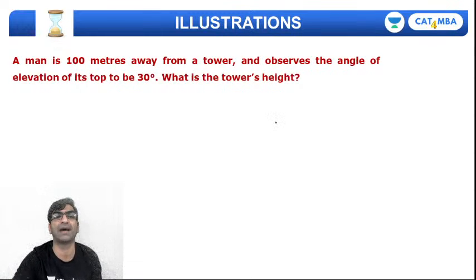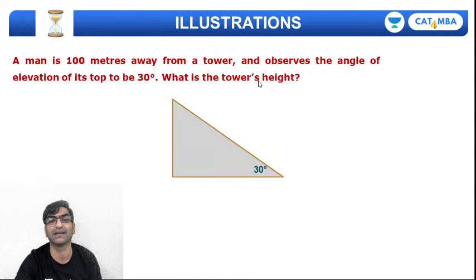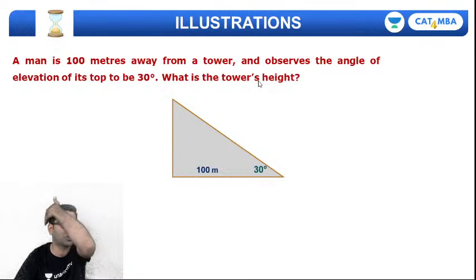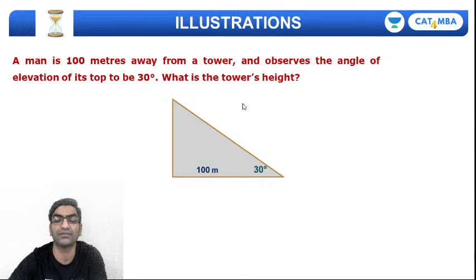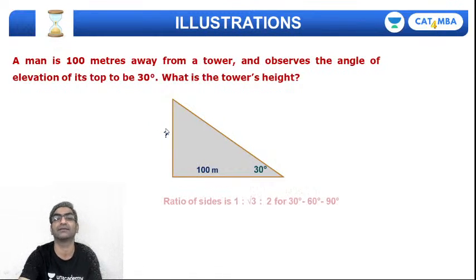Simple problem first. A man is standing 100 meters away from a tower and he sees the angle of elevation of its top as 30 degrees. So the figure will be something like this: 30 degrees, distance 100 meters, and you want the unknown value, the tower's height, right?